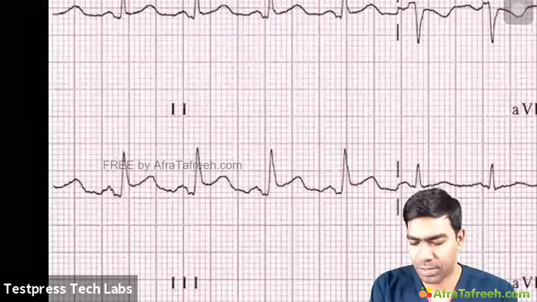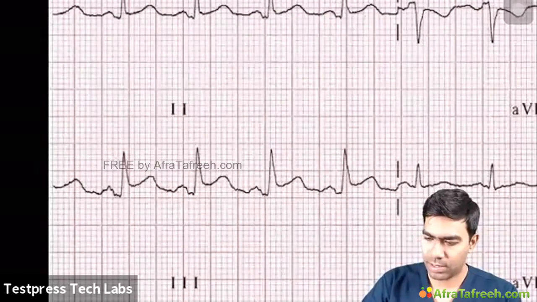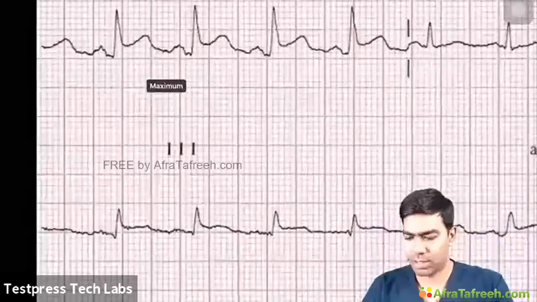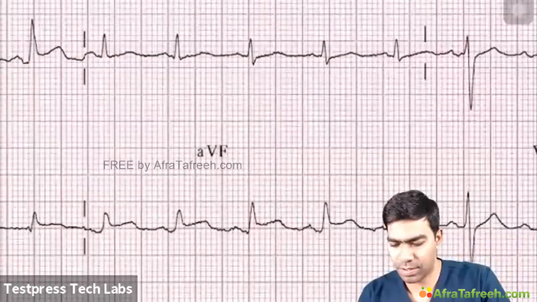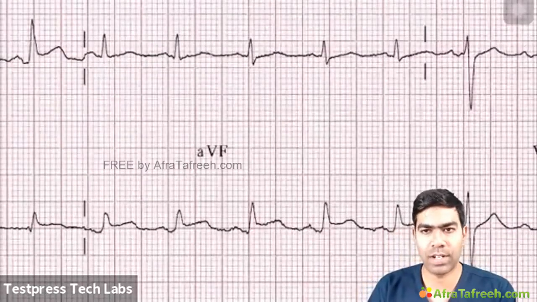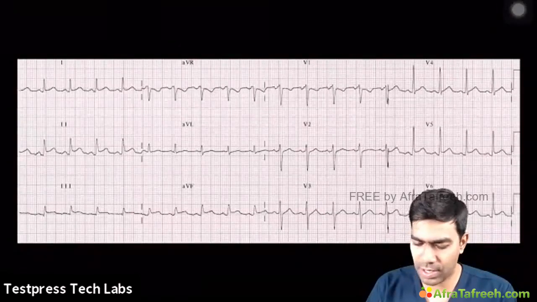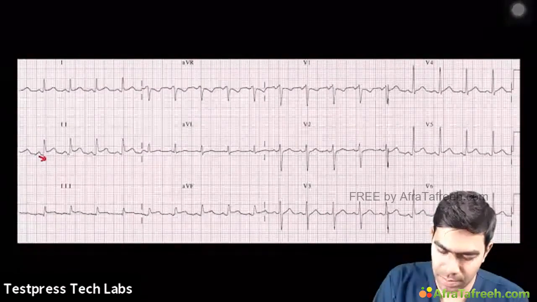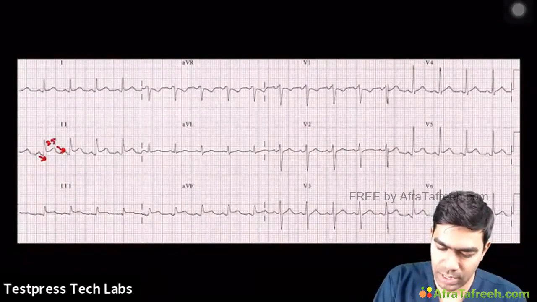Clear? So in 2, in 3 also you can see. And AVF also you can see a small amount of ST elevation. So this is the AVF here. AVF also shows some amount of ST elevation. So definitely there is ST elevation. Apart from that, let me show you the other findings. You're seeing PR depression, TP downsloping along with ST elevation.